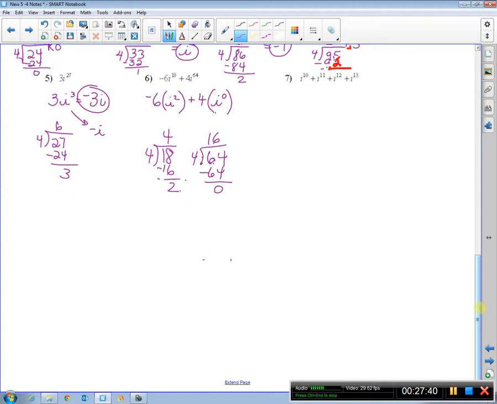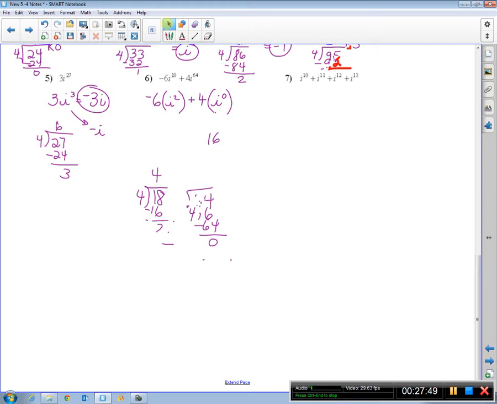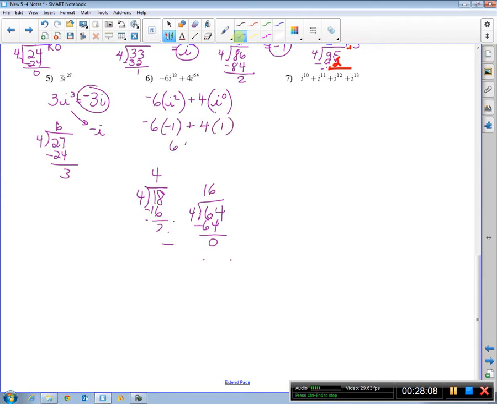So doing a little more work on those. Moving this down. There you go. Boy, oh boy. Didn't make it easy here. Okay. Negative 6 times negative 1 plus 4 times 1 is 6 plus 4, which equals 10.